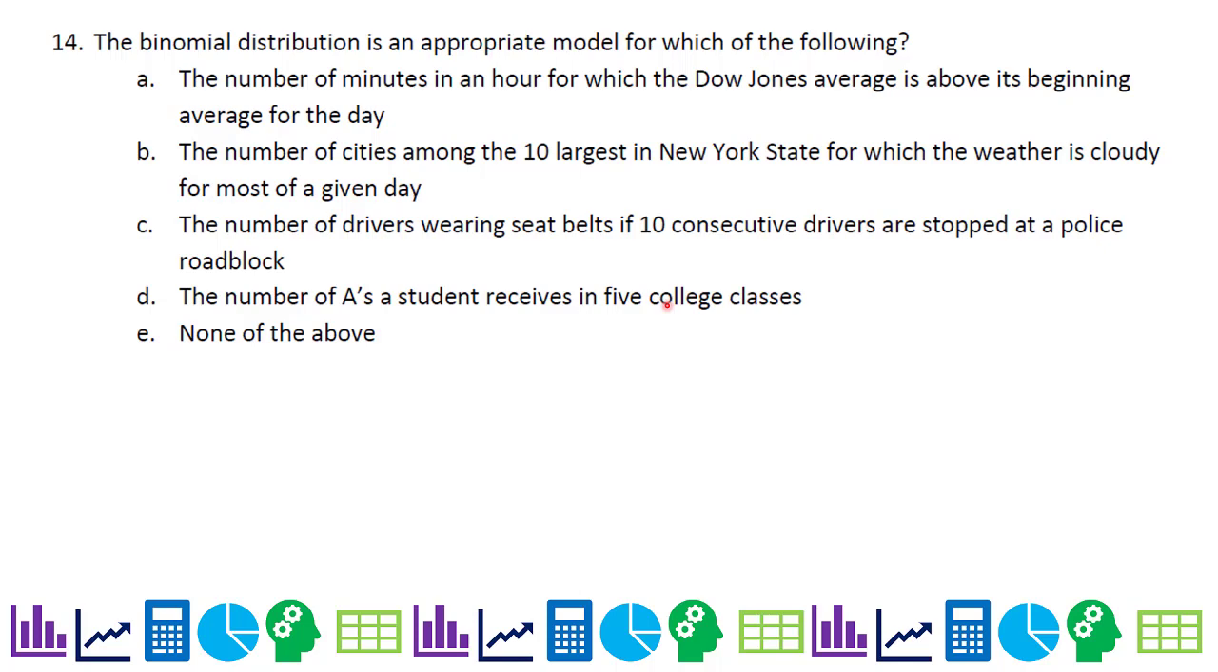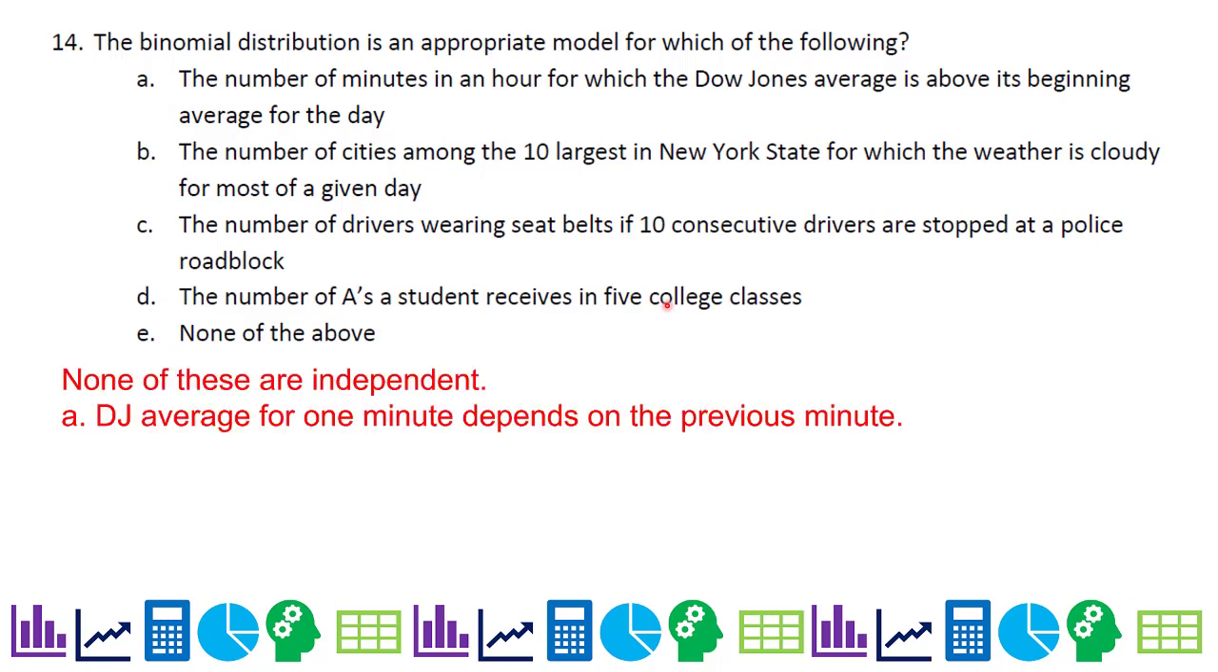And the last one, the binomial distribution is an appropriate model for which of the following? Well, so if you look at the first one, the number of minutes in an hour for which the Dow Jones average is above its beginning average for the day. Well, none of these actually are independent. The Dow Jones average for 1 minute depends on the previous minute.